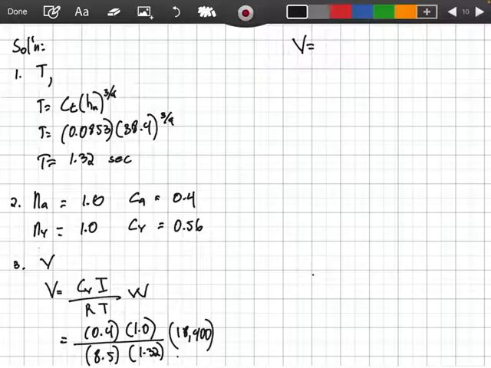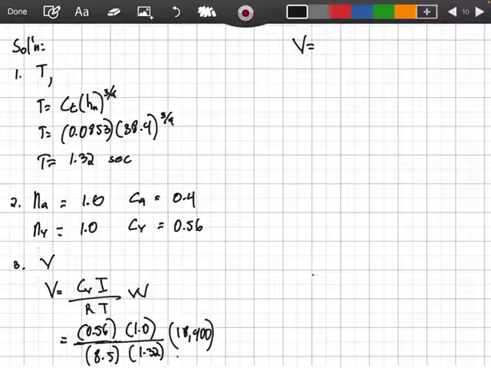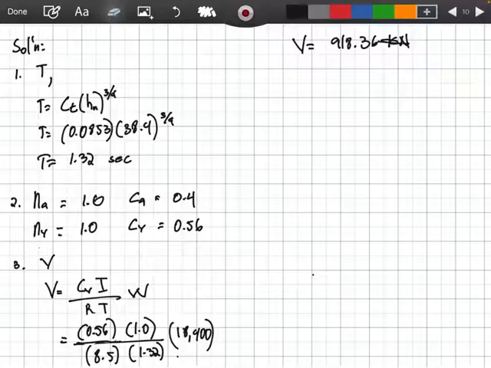Ay, mali pala. The CV is not 0.4. The CV is 0.56. I'm sorry, class. Dapat ito 0.56. So, palitan ulit natin yung ating calculator. That would be 918.36 kilonewton. Or pwede naman natin gawing 918.4 na lang. Gawin na lang natin 918.4.